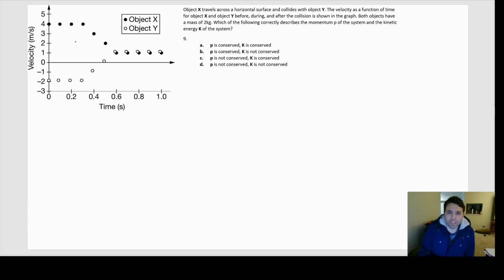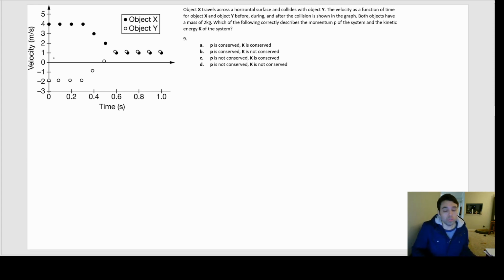We add those up to find total kinetic energy, right? After the collision, what's my velocity for both objects? It's 1. They both lost velocity. So there's no way kinetic energy can be conserved. The only way kinetic energy can be conserved is if one object gains some velocity while the other one lost it, right? And then maybe it kind of balances out.